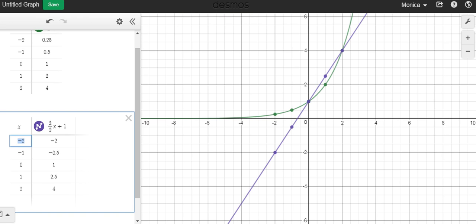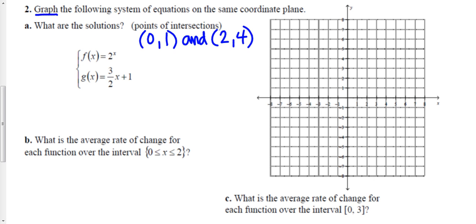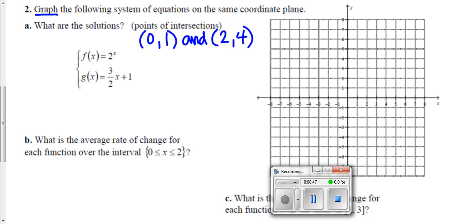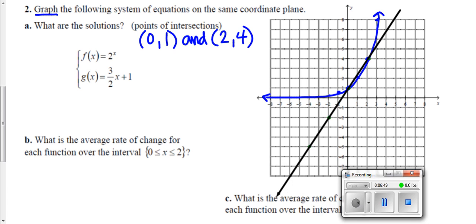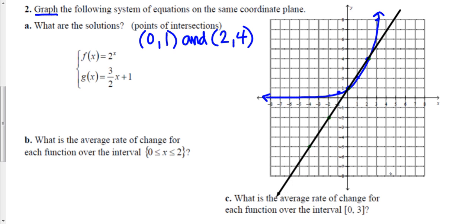I'm going to be pausing the video so I can do it, and same thing, you will be pausing as well so you can do it. So hopefully after you pause the video, you have a graph that looks just like mine.